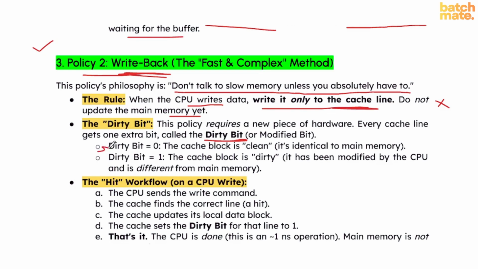For a specific block, if the dirty bit is 0, then the cache block is clean, which means that the block of cache is identical to that block in main memory. No change has been done. It is safe. But if the dirty bit is 1, then the cache block is dirty, which means it has been modified by the CPU and is different from main memory. It needs to be saved later.